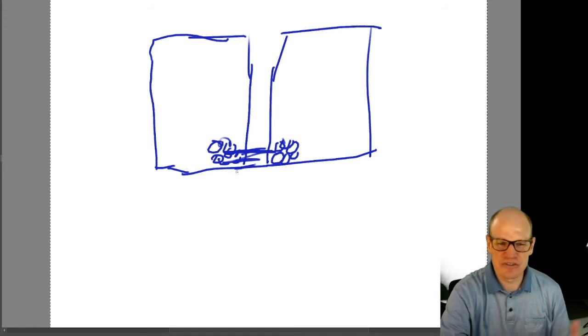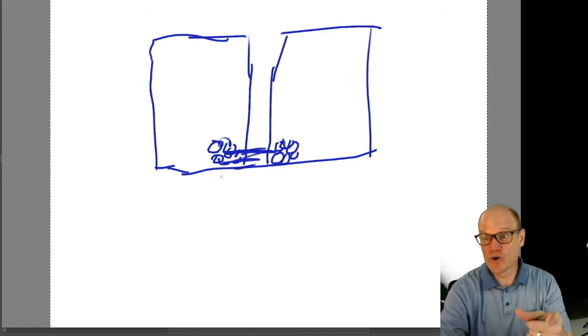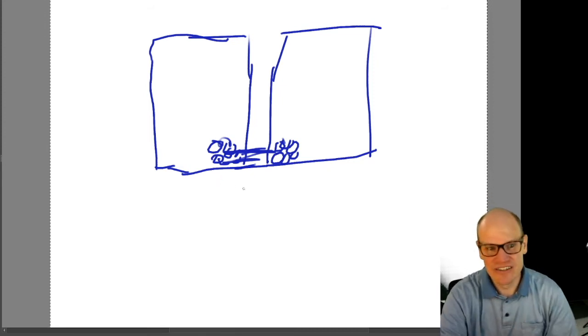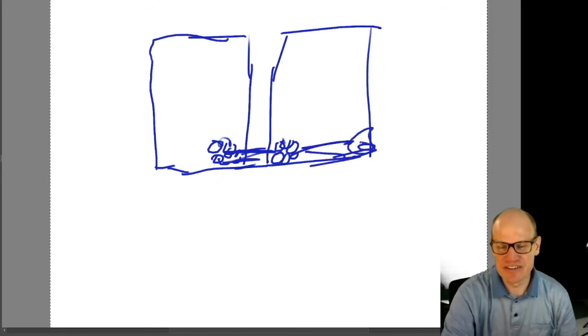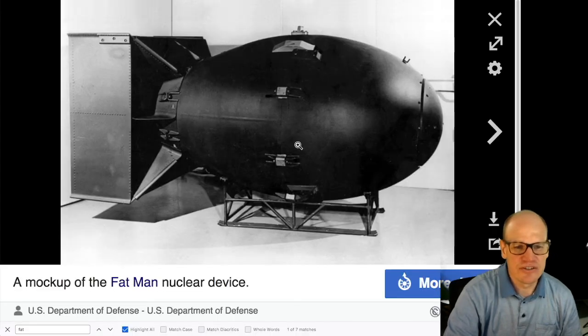But there were some physicists that came in. I don't remember all the details of the story, but someone came in and was like, whoa, that needs to move right now. And they're like, okay, I'll move all this stuff. And they piled it up on the other side, in a different place. Okay, so that is a uranium and a plutonium bomb.